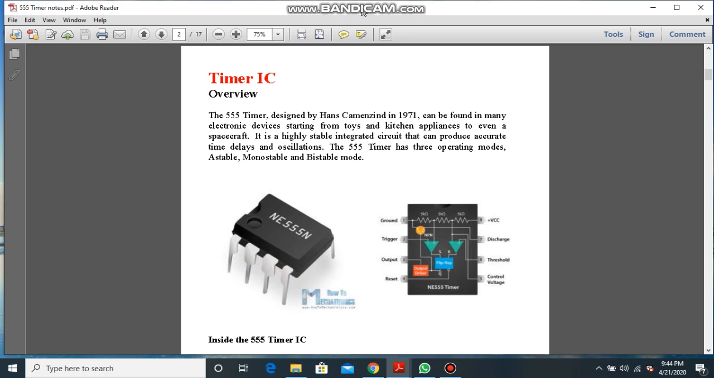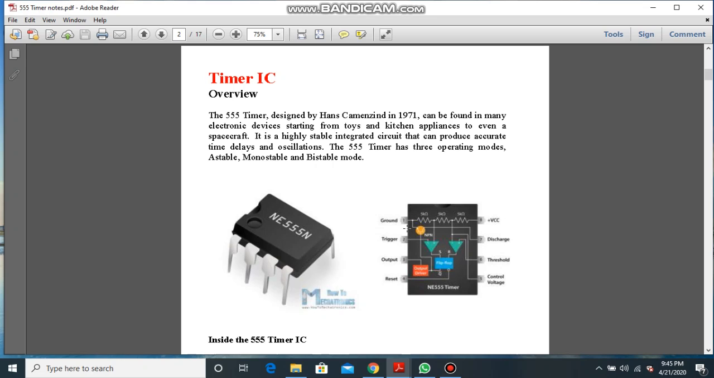As the name suggests, it has oscillating type of time delays, and it operates in three different operating modes: astable, monostable and bistable mode. The pin diagram of the IC is shown over here, showing how it looks. It is an 8-pin IC. First we will discuss the pin configuration.